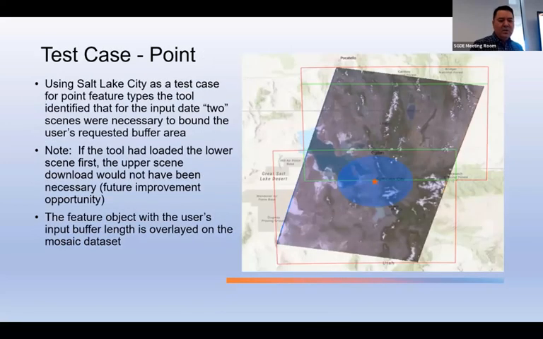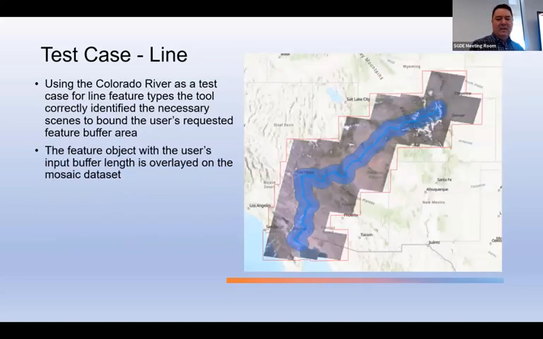I'm going to go through a couple of examples here. The first point here was Salt Lake City. The way this happened to work is the scene on the top was selected first. And because it didn't completely bound the blue space of the buffered space, it actually had to download a couple of other scenes. So there is some optimization that could be done in this tool to further improve it, because really all you had to do is download scene number 2 that's on the bottom, and that would have encompassed the space.